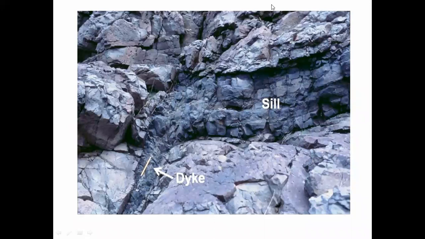Now in nature, sills and dikes are sometimes present at the same place. When you look here, this is the intrusion of the magma. This portion is considered as a dike because it cuts across vertically, and this portion which runs horizontally is considered as a sill. So this is the sill and dike.